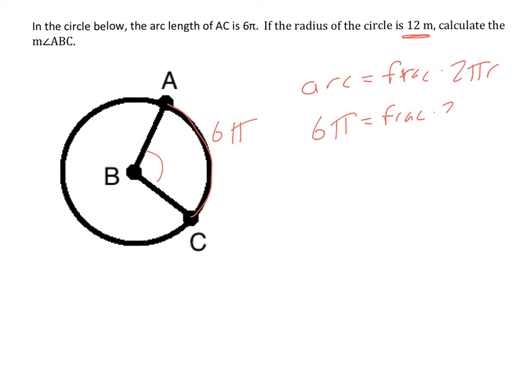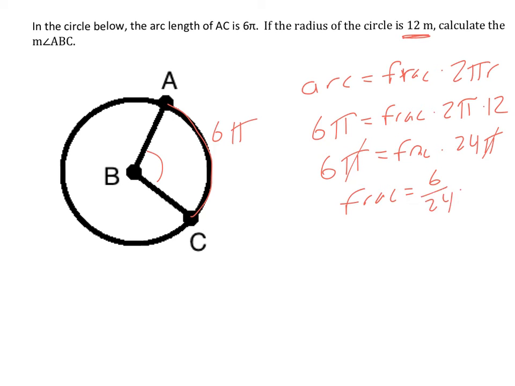And then 2 pi times r, 2 pi times 12. So we know this. So we have 6 pi equals some fraction times 24 pi. So the pi's can cancel. We can solve, and we find the fraction equals 6 over 24. So 1/4. So what fraction of the circle are we looking at? We're looking at a quarter of the circle.